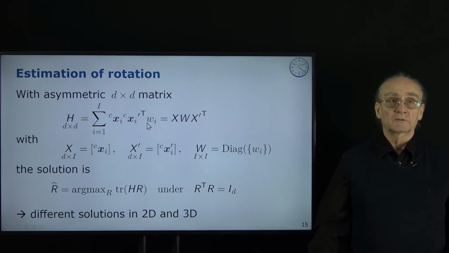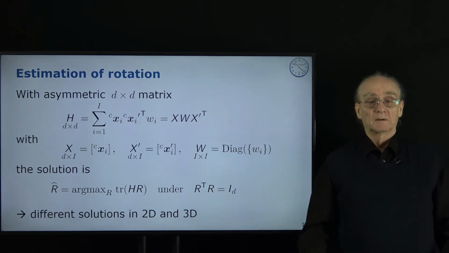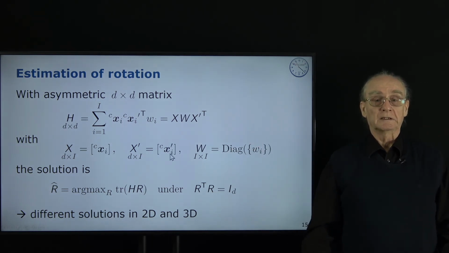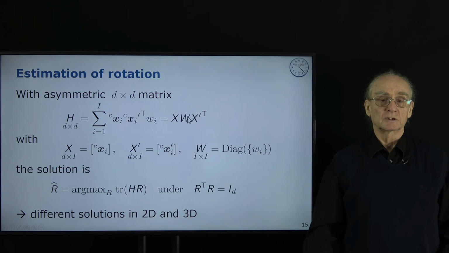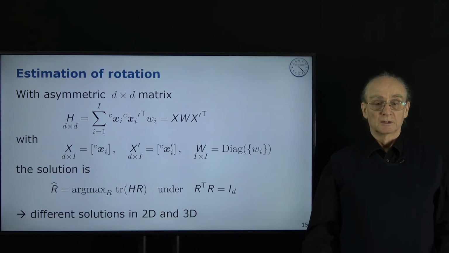And if we put all these coordinates in a big matrix, a row matrix, D times I, and X prime for the observed coordinates, and W is a diagonal matrix with all the weights, we can write this as W X prime transposed. We will use this expression later. That means we need to maximize the trace of H multiplied with R under the condition that R is a rotation matrix. So this is our problem which we need to solve.